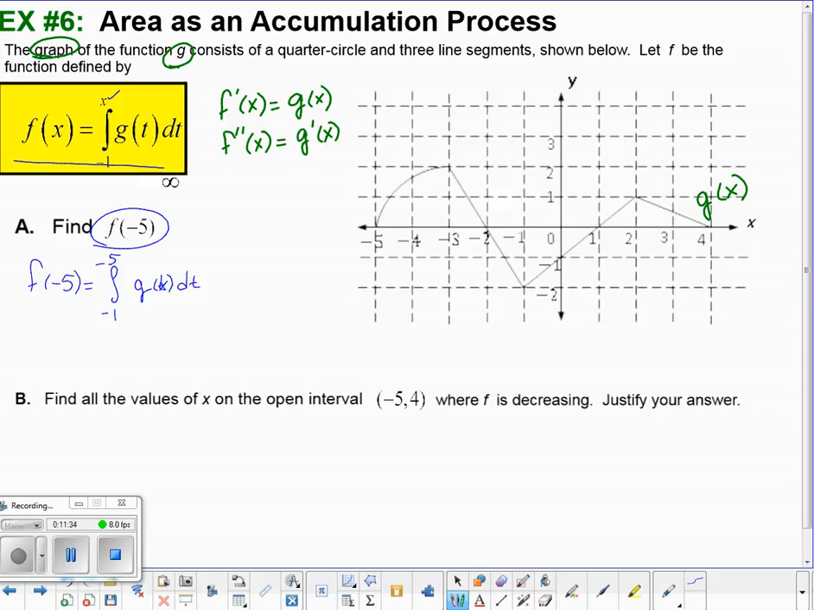Now, I notice, and I bet you did too, that I have a smaller value on top. So really, when I get my answer, I'm going to have the opposite of my answer, because I really do need to flip my integral over.